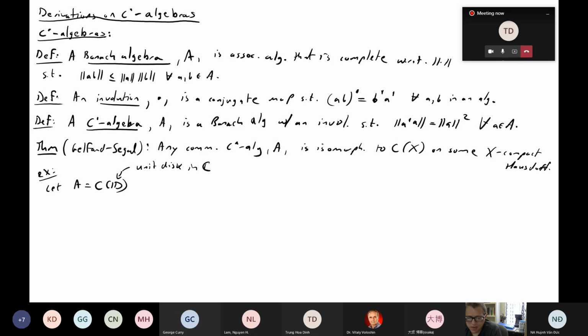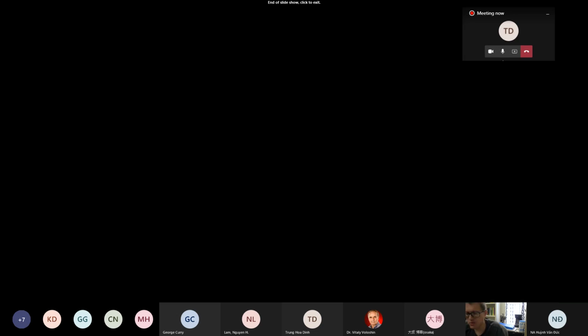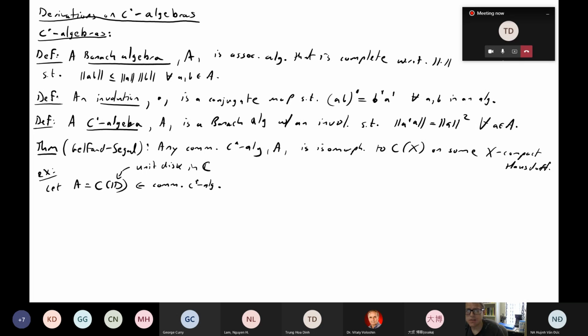So this is a nice commutative C-star algebra. You can check it satisfies all the properties. But that's not necessarily the more important aspect that I want to look at.